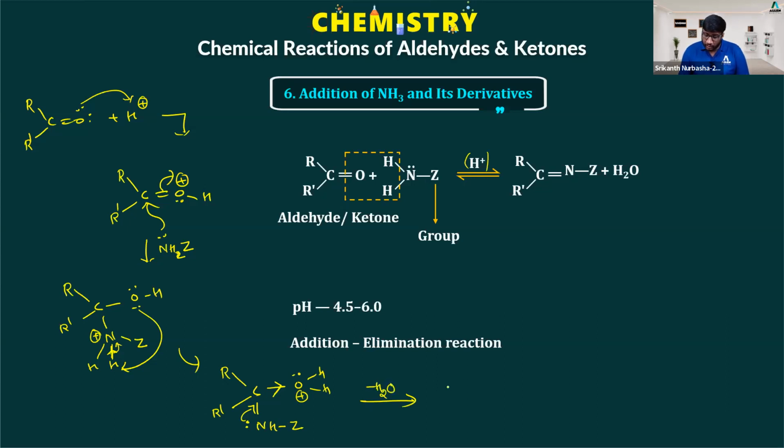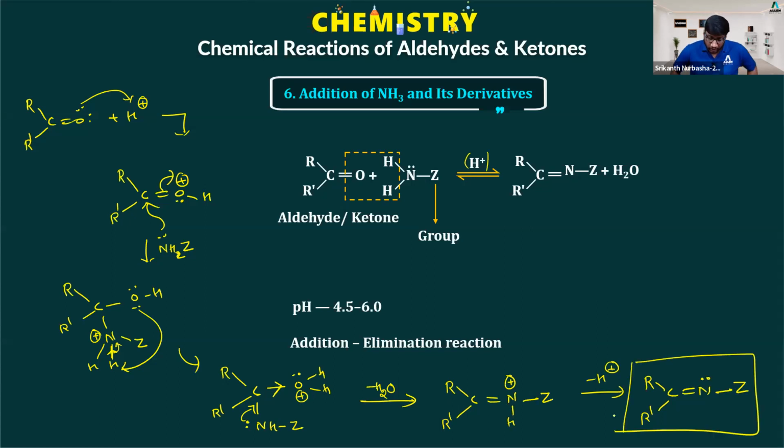Loss of H2O occurs, and we generate R C R', C=N. Nitrogen used its lone pair again, so a positive charge, NH bond as it is, NZ bond as it is. Loss of H+ ion occurs to form RC=N, C R' NZ. Nitrogen regained its lone pair. So this is nothing but the addition compound of ammonia derivatives to the respective aldehydes or ketones. Aldehyde or ketone treated with NH2Z forms RCR' C=NZ.